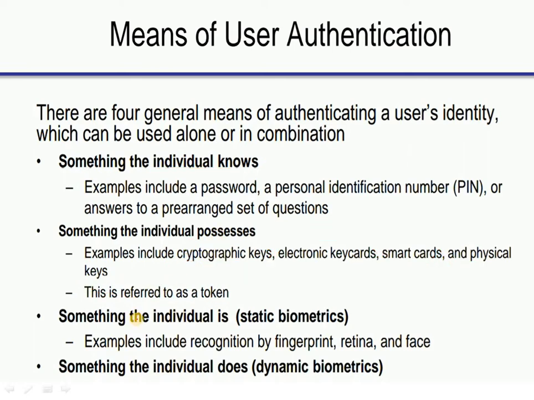The third means is something the individual is. We will judge the individual based on his recognition by fingerprint. We will authenticate him by using the fingerprint. We will recognize his fingerprint. If it is matched, then we will call him an authenticated user.